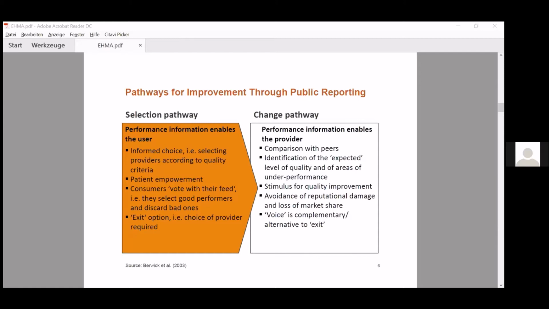But of course, there is another pathway which is called the change pathway. And this pathway is working through the providers themselves. The providers, through this performance information, can compare themselves with their peers. They can identify a so-called level of expected quality and identify an area of underperformance potentially. And this can be a stimulus for quality improvement. In Hirschman's concept, this would be rather the pathway that works through voice, which makes the providers change their behavior.